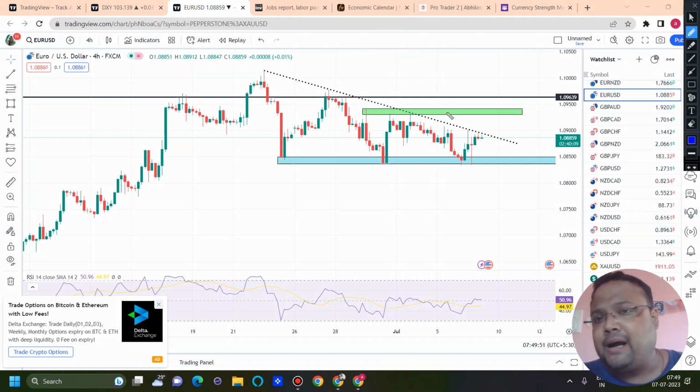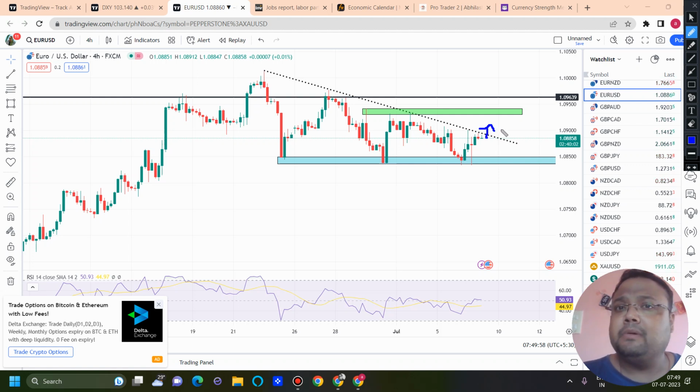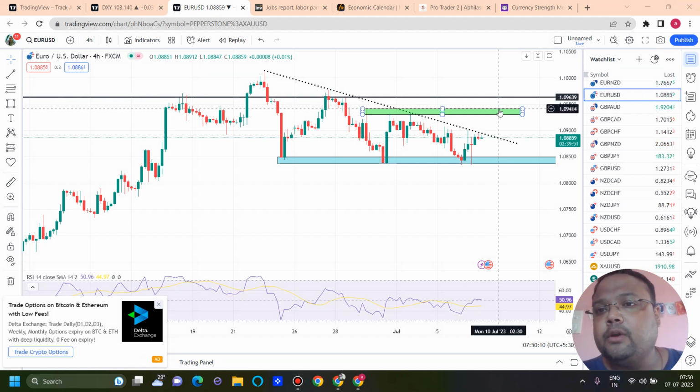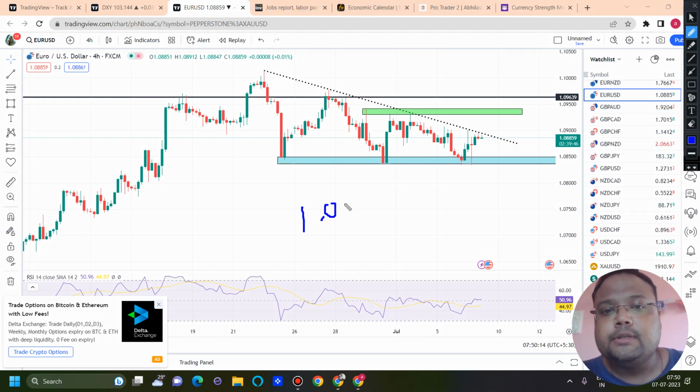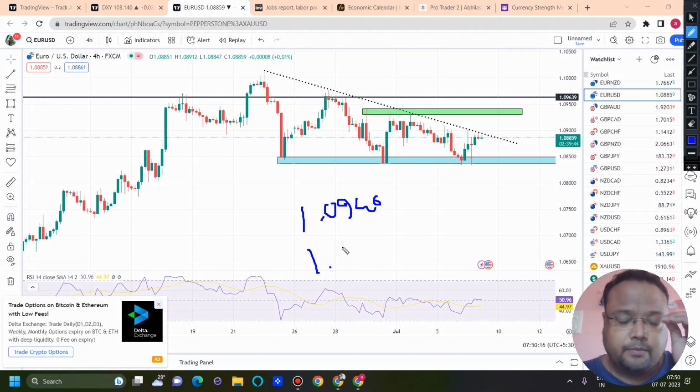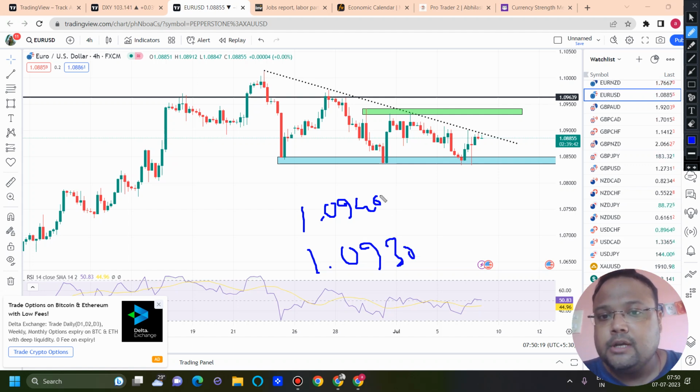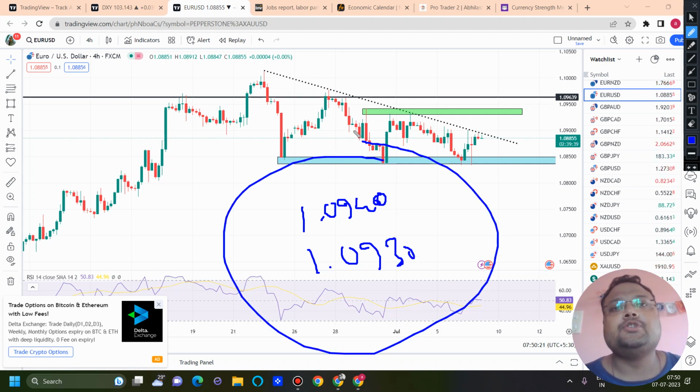And in case market doesn't listen to us, in case market starts going up, if you see Euro USD going up by the European session, then obviously the descending triangle pattern will be no longer valid. In that case, you can look for some resistance around 1.0940 to 1.0930. This will be the next immediate resistance on the chart of Euro USD.